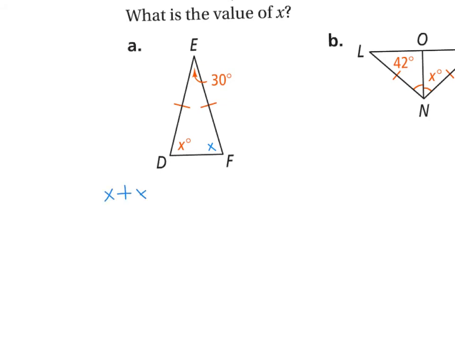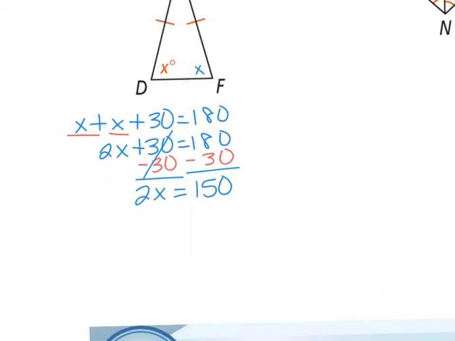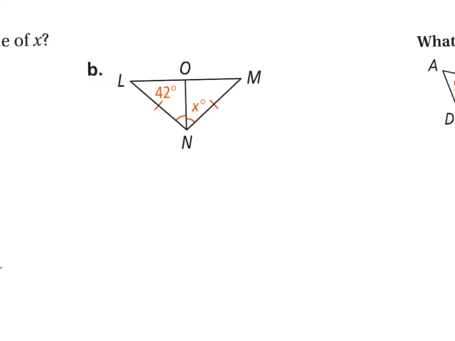So I'm going to have x plus x plus 30 equals 180, of course. Combine your like terms, so that gives you 2x plus 30 equals 180. All right, we need to subtract 30 from both sides. So those cancel, and 2x equals 150. Divide both sides by 2. So you have x equals 75. Easy enough, right? So that is your answer. Two more left. We can do it.